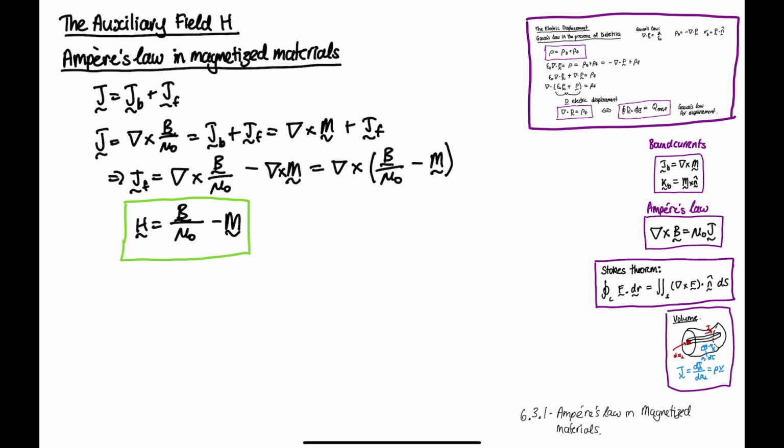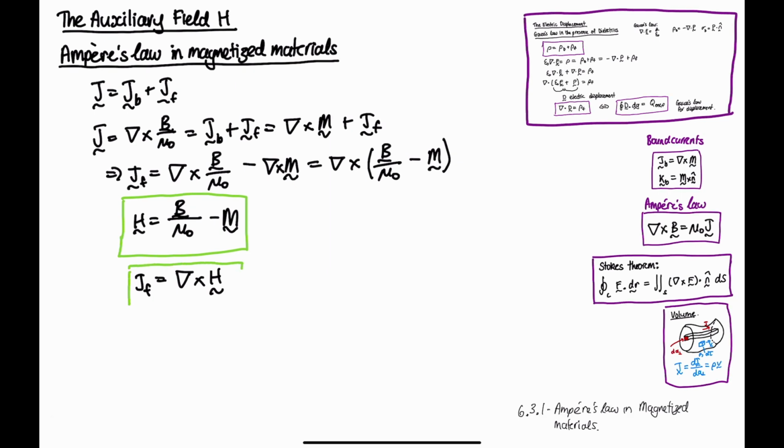Now, this allows us to write down a form of Ampere's law in terms of the free current. So we can write that the free current is equal to the curl of H. And this is known as Ampere's law for free current.